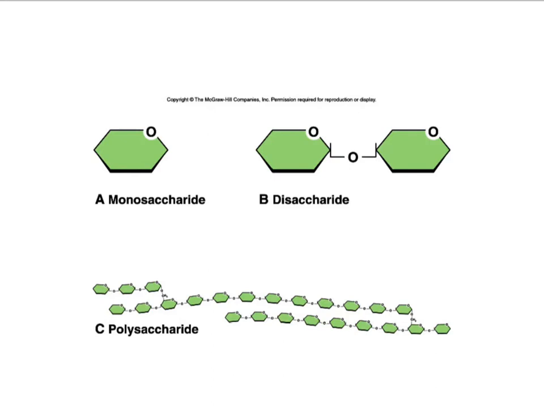One molecule of glucose, when combined with another, can form a larger structure called a disaccharide. And comparatively, with disaccharides linked together, we end up forming even larger macromolecules called polysaccharides.